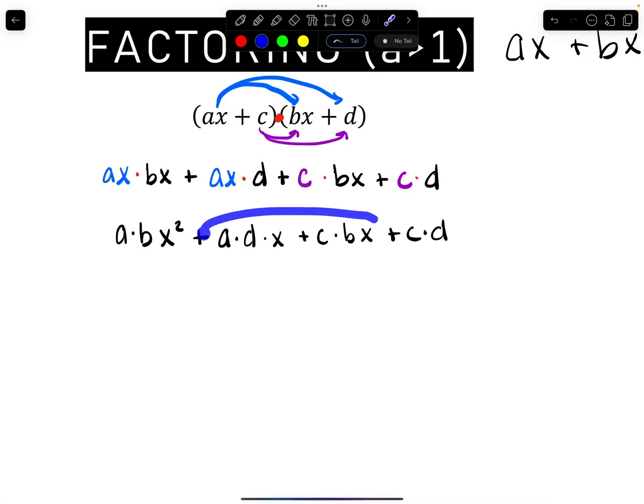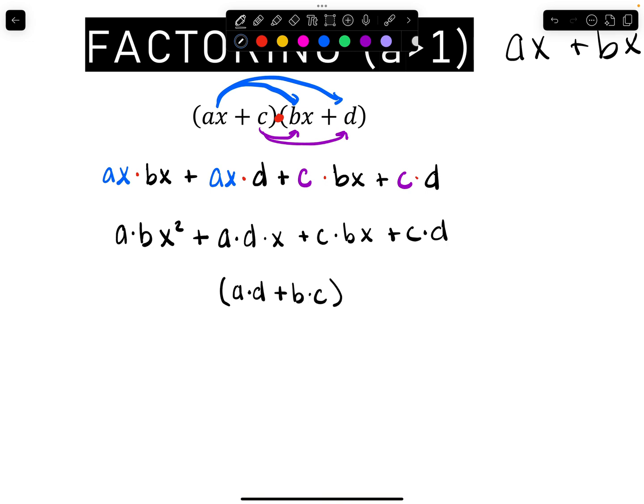And then notice this middle term. What would you do here? Remember, this is just like a 2x, right? Plus a 3x. What would you do? You would do 2 plus 3 is 5, and you would say that's 5x. Well, this is a times dx, this is c times bx, so what are you going to do there? You're going to do a times d plus b times c, or c times b. You can leave it that way, or you can move them. I like alphabetical order, so I changed them up. And so what does this multiply out to give me? A times b x squared plus a times d plus b times c x plus c times d.